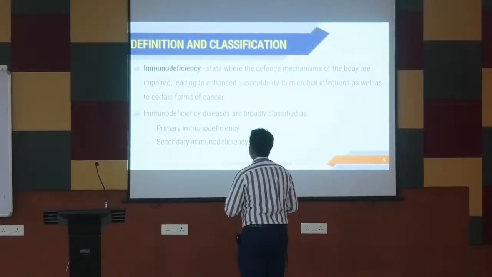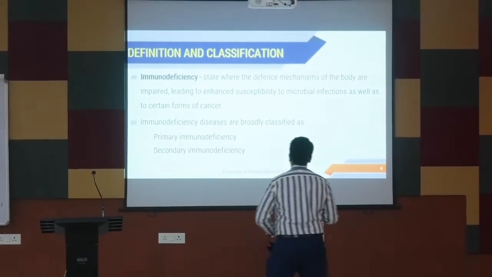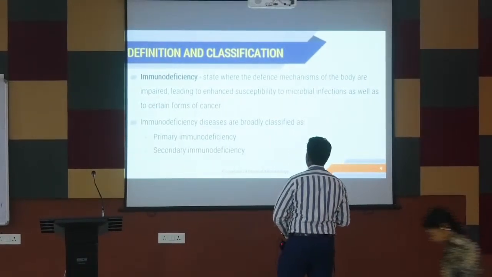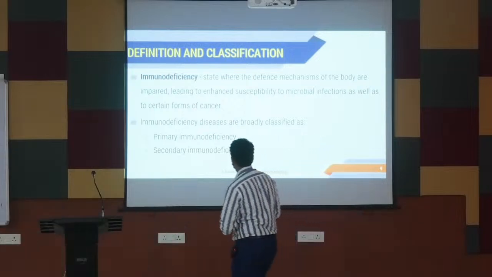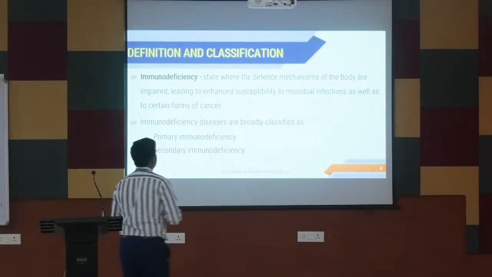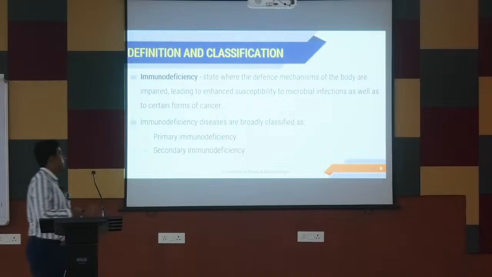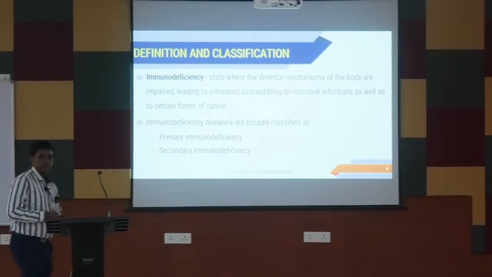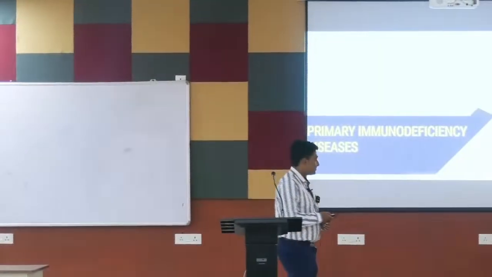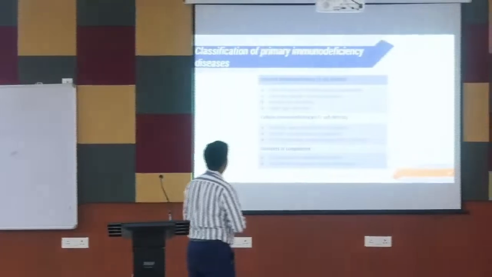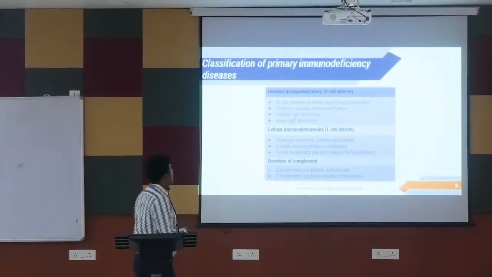Mechanisms of the body are impaired, leading to enhanced susceptibility to microbial infections as well as to certain forms of cancer. The immunodeficiency diseases are broadly classified as primary immunodeficiency and secondary immunodeficiency. So, what are the primary immunodeficiency diseases?